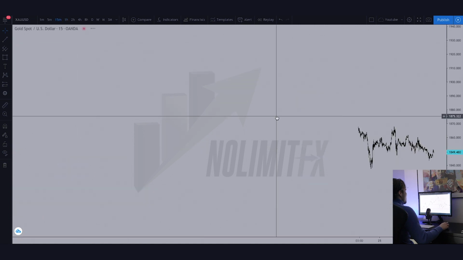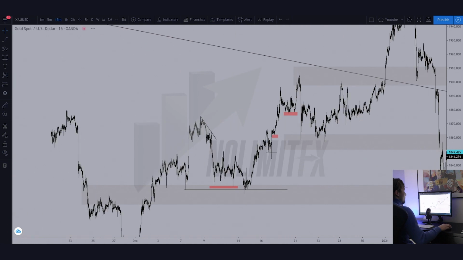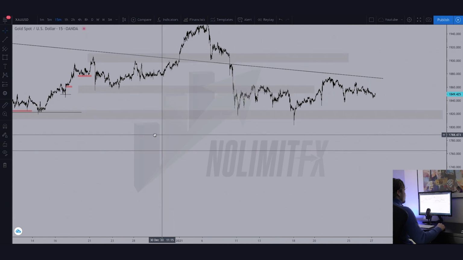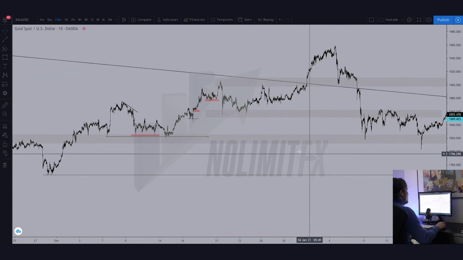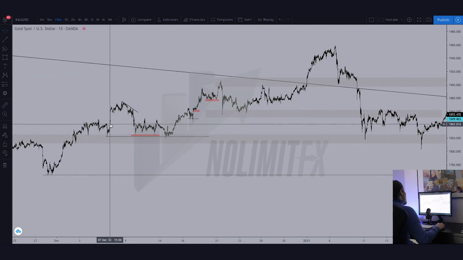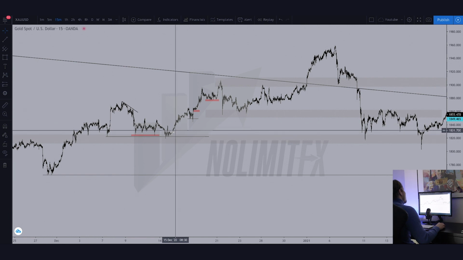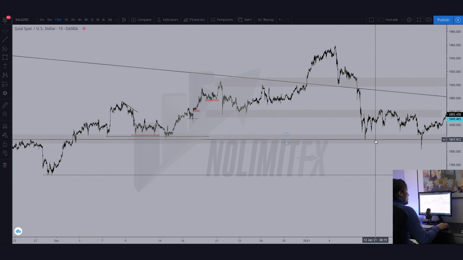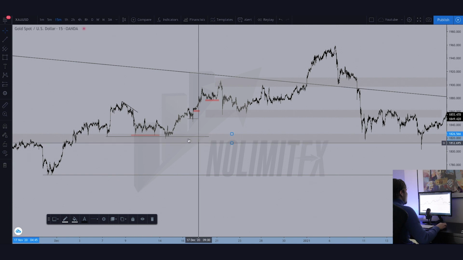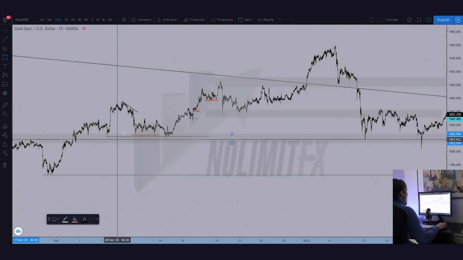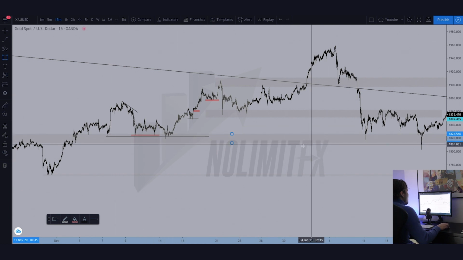Also, let's go to some lower time frames. What do we have here? Okay, so again, here we had support, support, support. What do you think? The majority of the retail is going long here. Look how many lows they have made here. Boom.